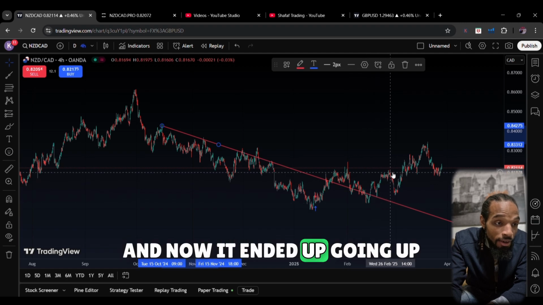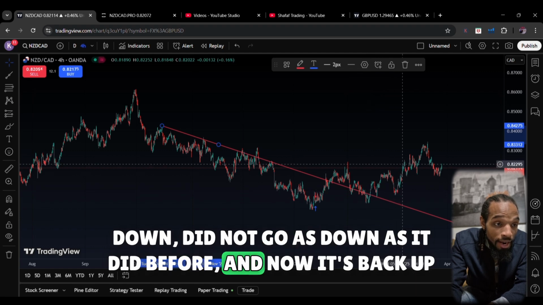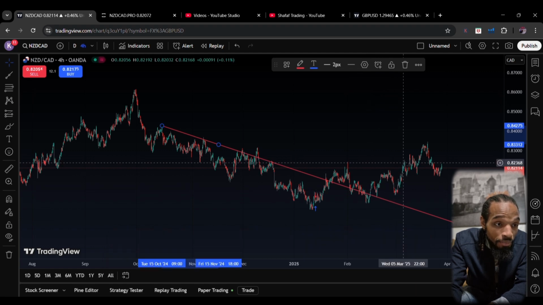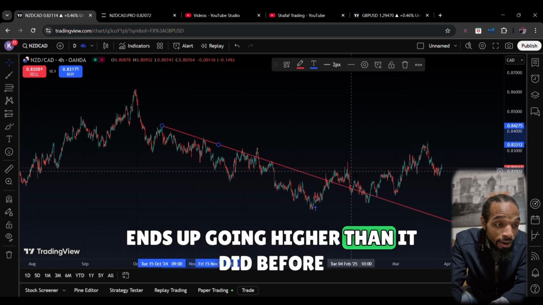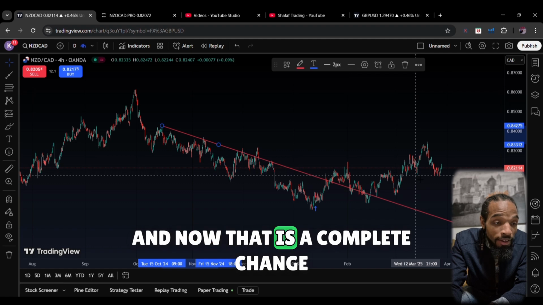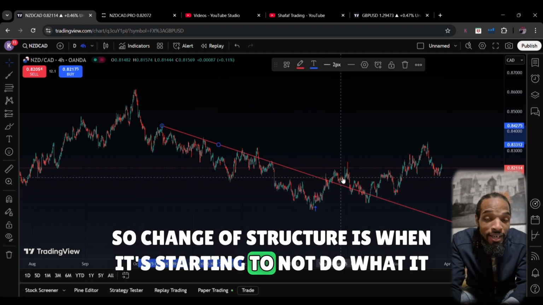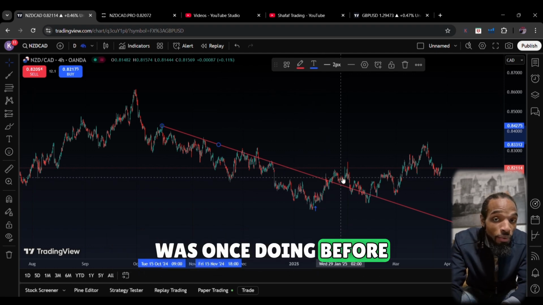And now it ended up going up, down, did not go as down as it did before, and now it's back up, ends up going higher than it did before, and now that is a complete change. So change of structure is when it's starting to not do what it was once doing before.